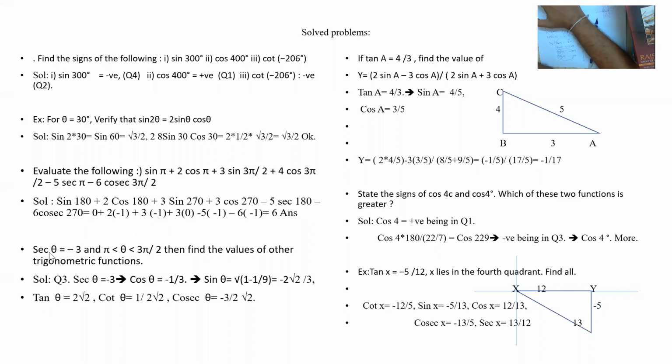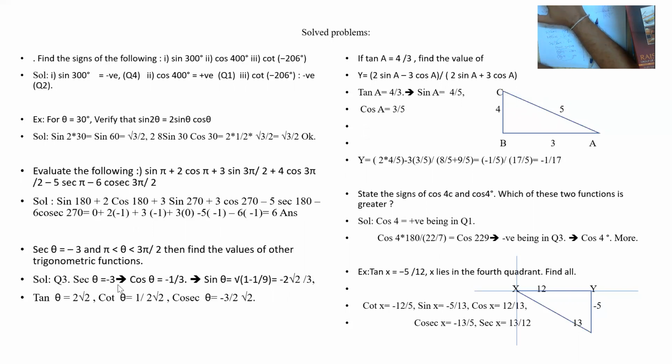So next. Secant theta is minus 3 and it is given that it is in the third quadrant. Secant is minus in which quadrants? Secant means 1 by cos. It is minus in the third and second. It can be the second quadrant or the third quadrant, but it is given that it is in the third quadrant. Find the values of other trigonometric functions.